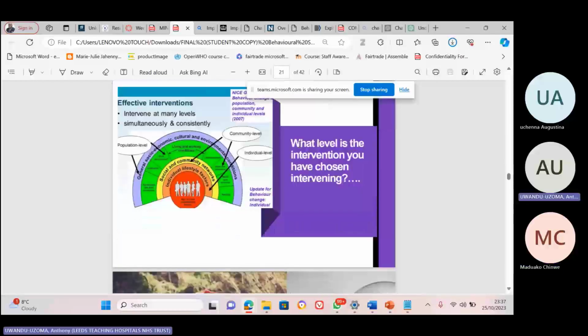Okay. Now look at another thing again. It's asking me, what level of intervention do you want to choose? So now I can see that there are 3 levels of intervention. Are you seeing that? Individual level, community level, and population level.